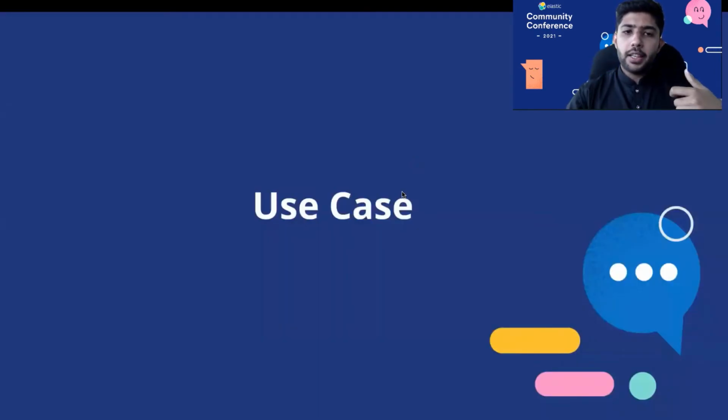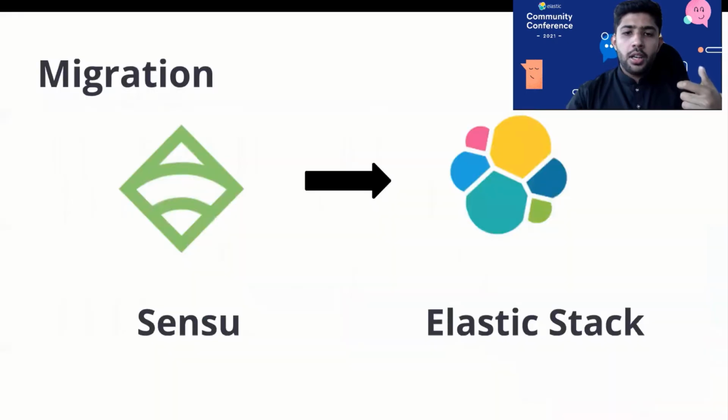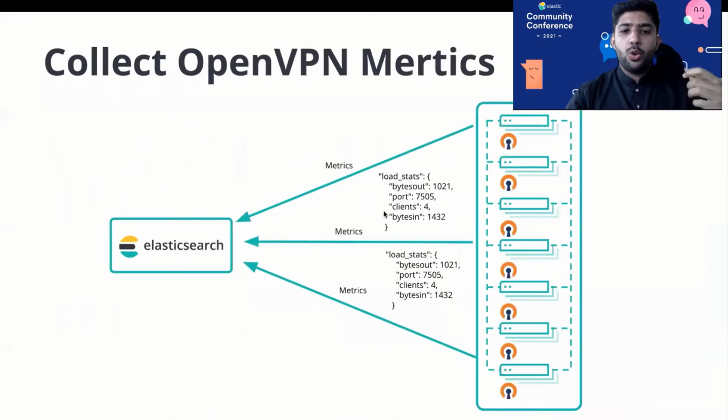So a few months back, I came across a use case which led me to the development of OpenVPN Beat. And what is that? It is a migration from Sensu to Elastic Stack for the monitoring of servers running VPN services. The goal is to collect OpenVPN connection metrics, which tell how many clients are connected to the VPN server, and send back information to the monitoring service periodically.